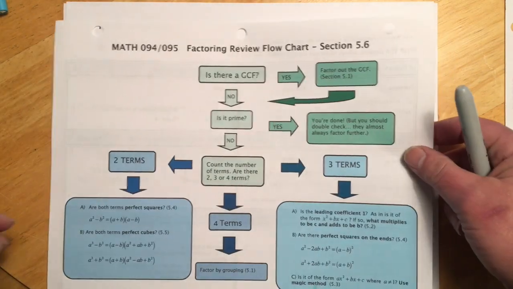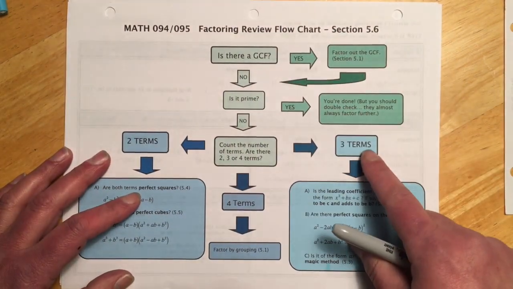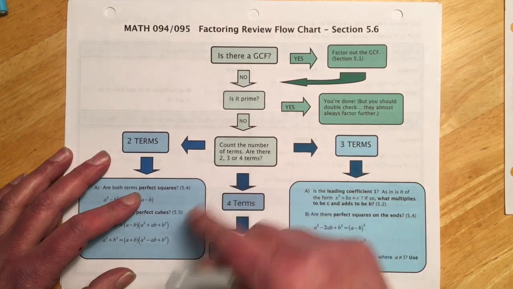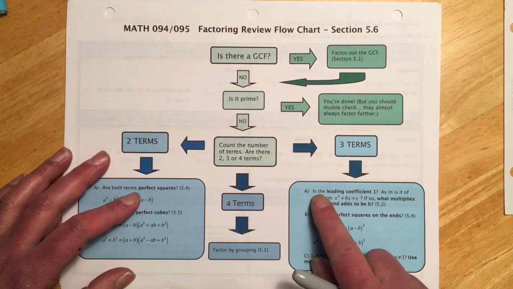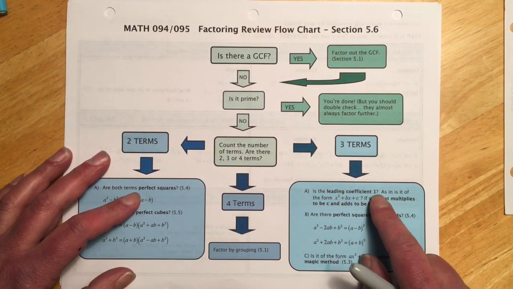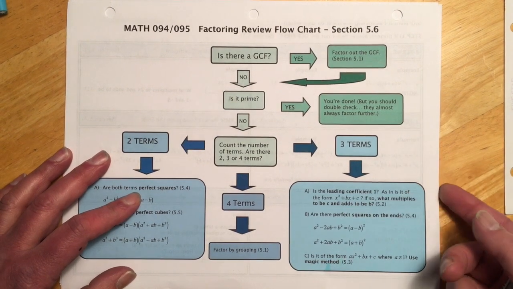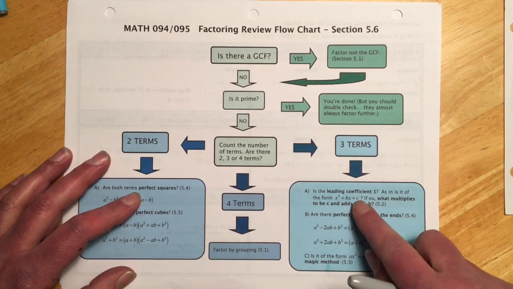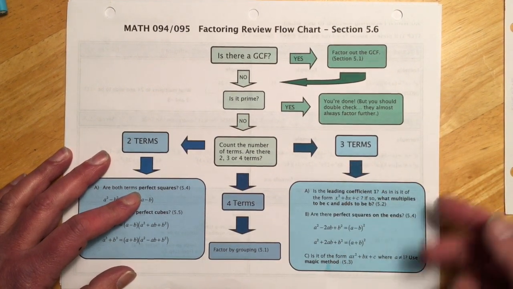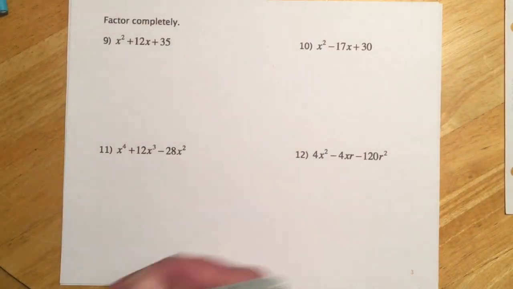And in terms of the flow chart, we're in the three terms, so look for GCF first always. And then the first thing is, is the leading coefficient 1? If it is, it's of this form. And then we're doing the what multiplies to the end and adds to the middle thing that you may remember hopefully from an earlier class.